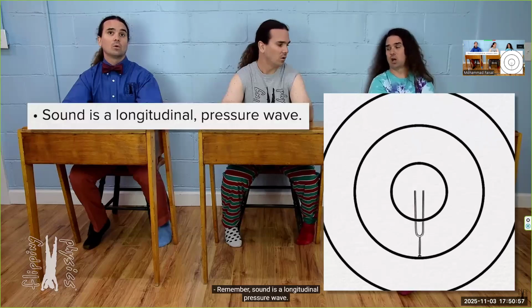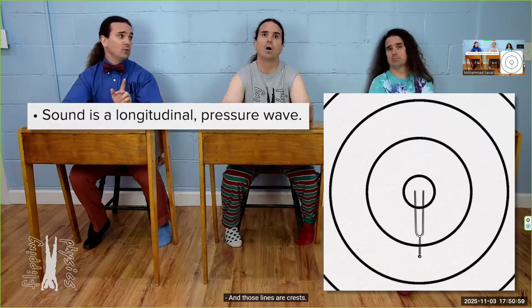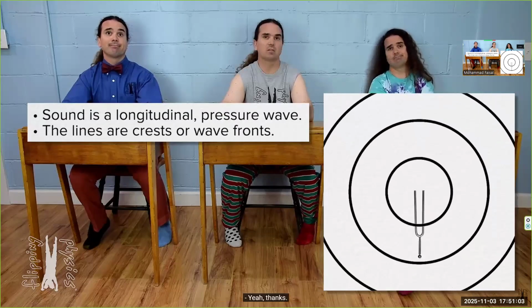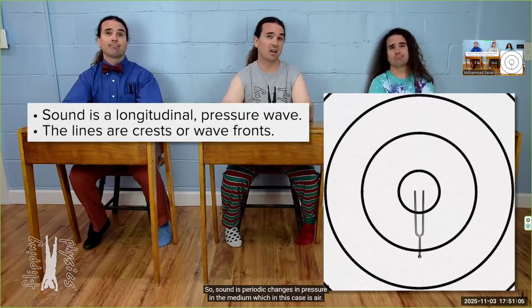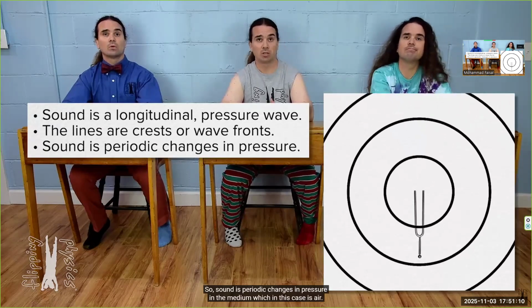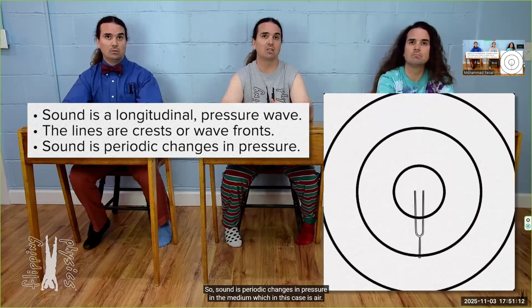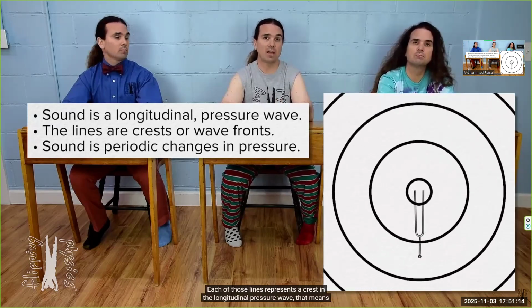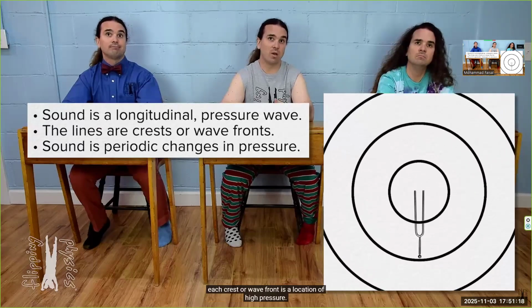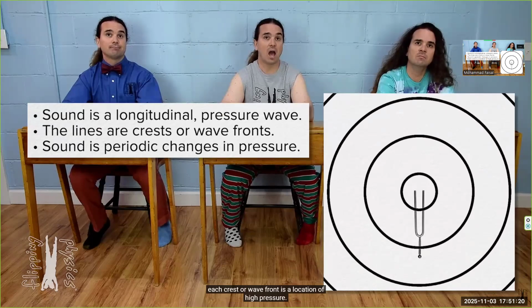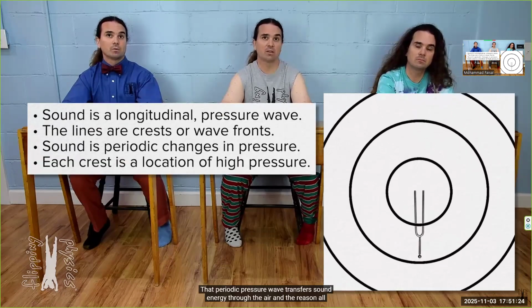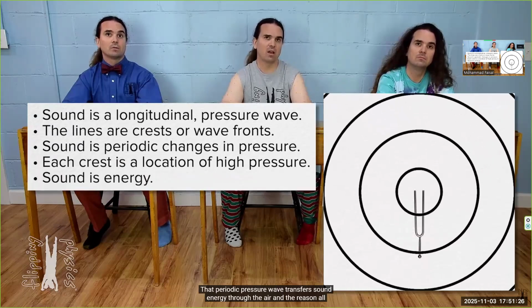Remember, sound is a longitudinal pressure wave. And those lines are crests, which are also called wave fronts. Yeah, thanks. So sound is periodic changes in pressure in the medium, which in this case is air. Each of those lines represents a crest in the longitudinal pressure wave. That means each crest or wavefront is a location of high pressure. That periodic pressure wave transfers sound energy through the air.